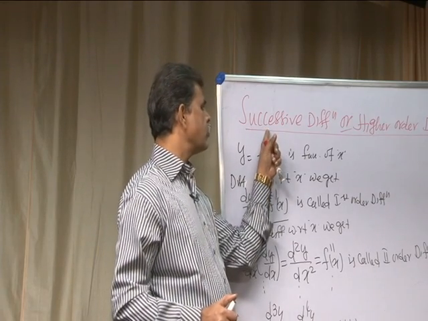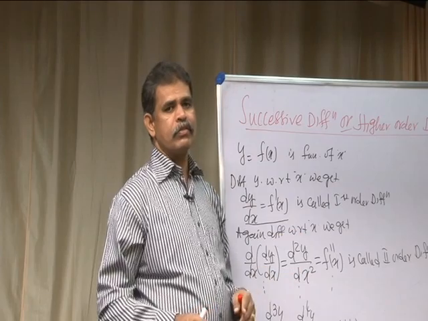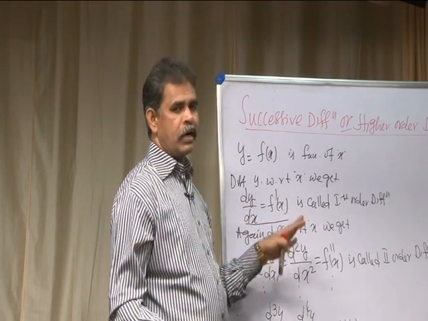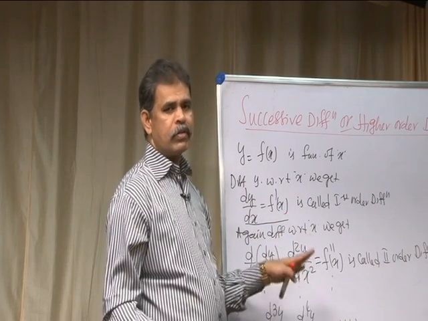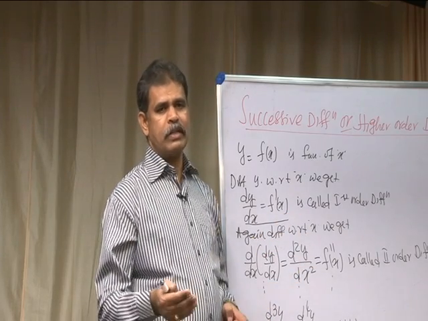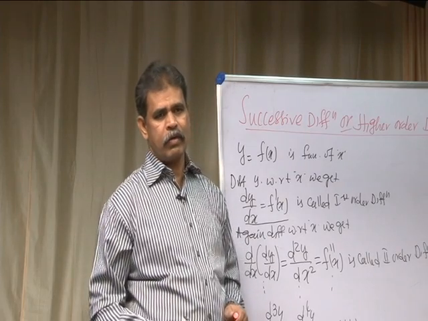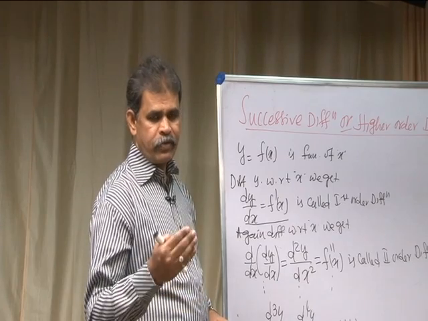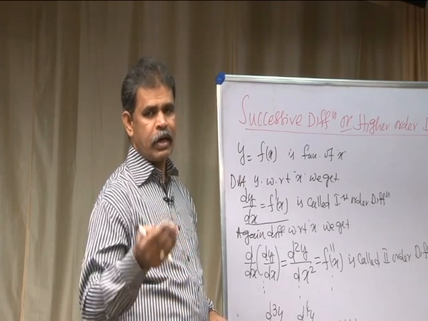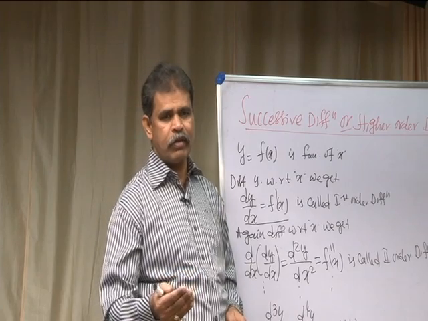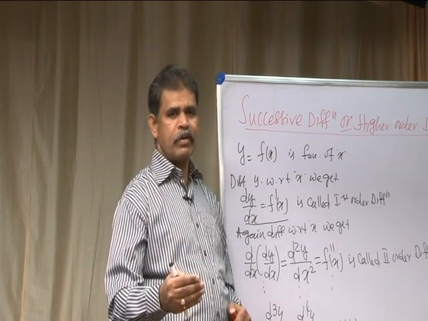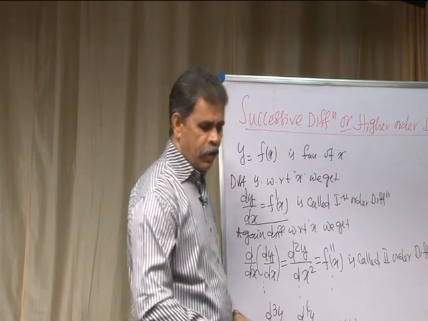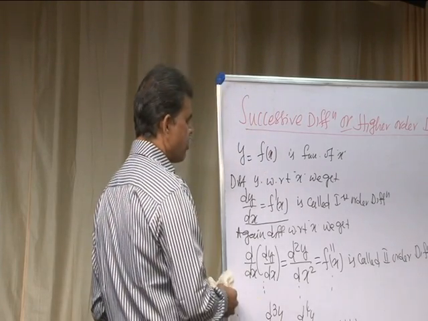Okay. Successive differentiation or higher order differentiation. Why is it called higher order differentiation? We are finding second order, third order, fourth order, fifth order, etc. Hence it is higher order derivative or differentiation. Why is it called successive? As you differentiate, we get a derivative, again the derivative is differentiated successively, hence it is known as successive differentiation. Here we have to remember the notations.